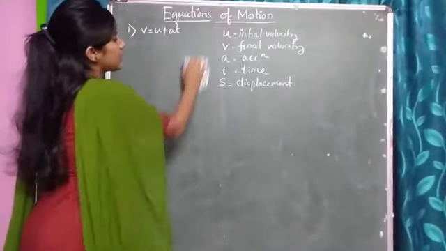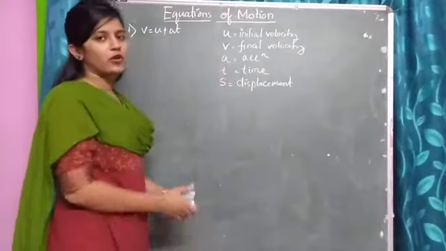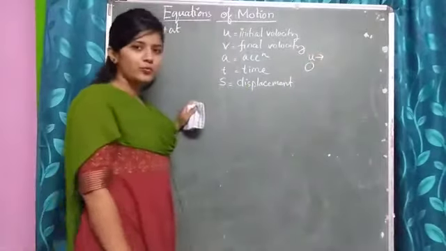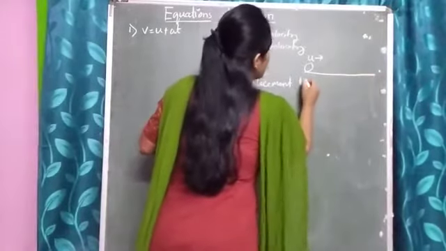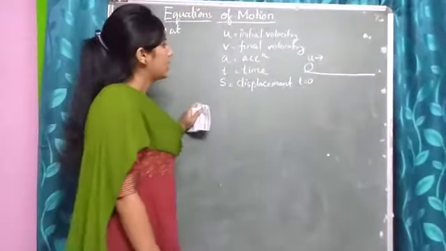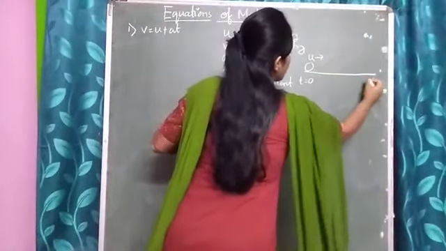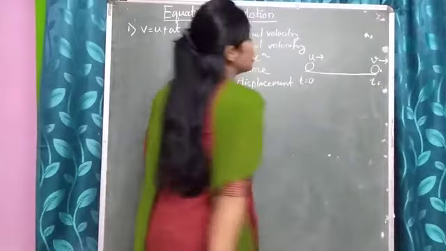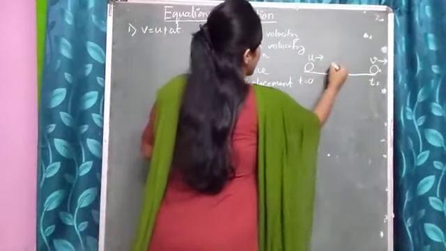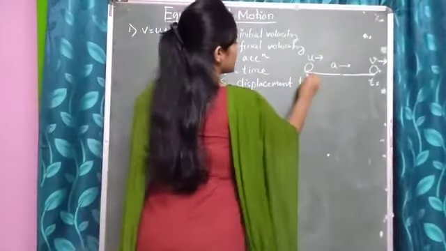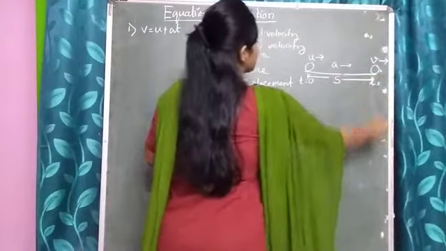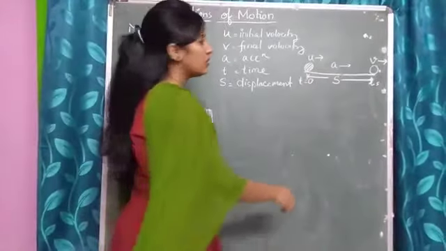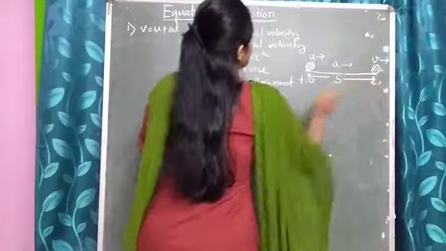So let us move to prove the first equation, V is equals to U plus AT. As I have represented here, U is initial velocity. So consider there is a body which is having an initial velocity U, and suppose at t equals to 0 it is having U, and after time, suppose t seconds, it has reached here having a final velocity V with an acceleration of A, and it covers a distance of S. So this is our body having initial velocity U, A is the acceleration, V is the final velocity, and S is the displacement.